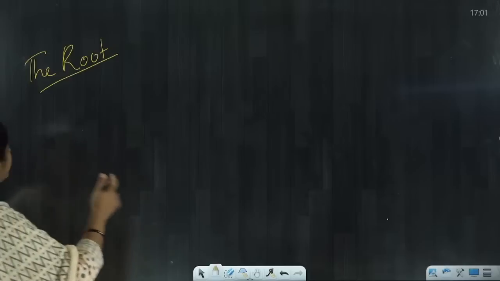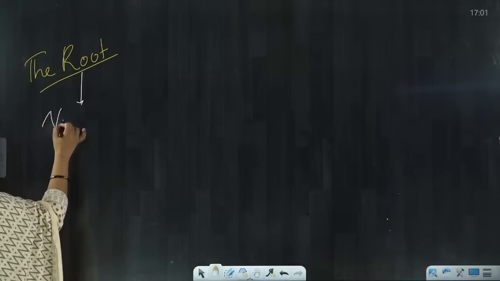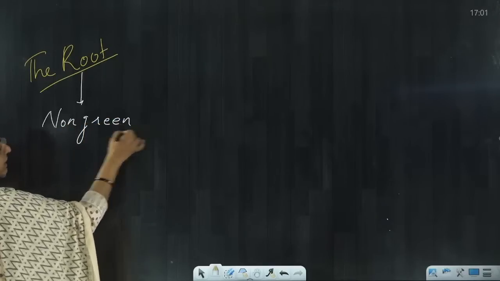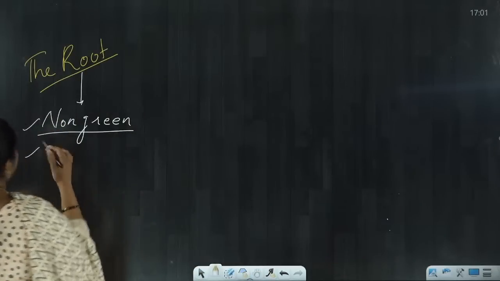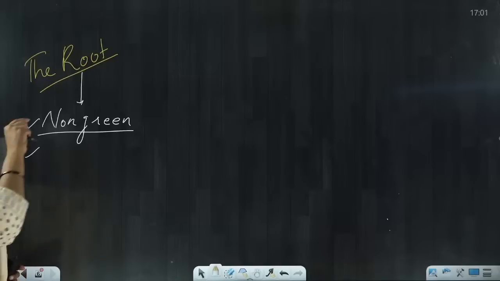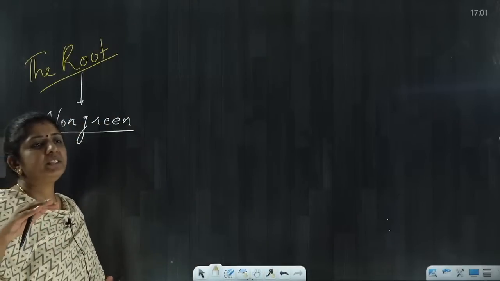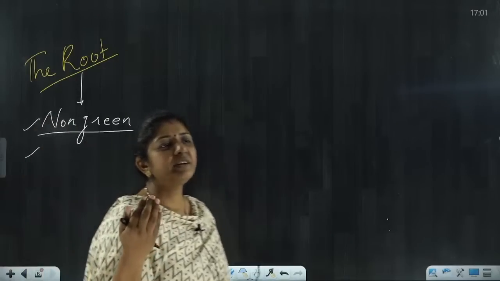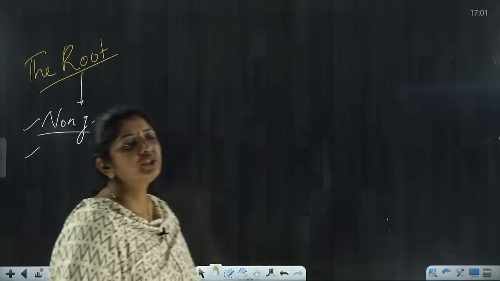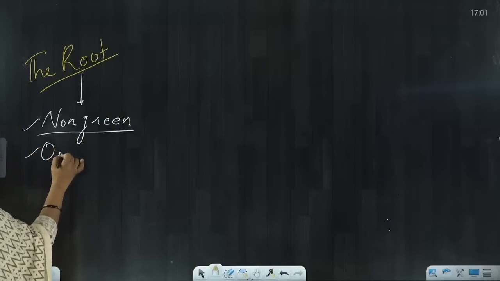Very nice. Okay. Now this vegetative part, can I say it is non-green? Exceptions I am not discussing. It is non-green, and I already said please give me a quick response: from where the roots originate. Like stem originates from plumule, root originates from which part? Radicle. Very nice. So here origin is radicle.